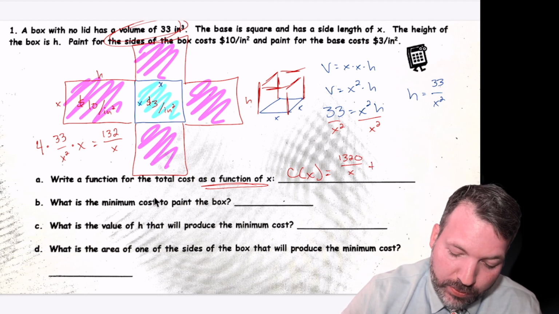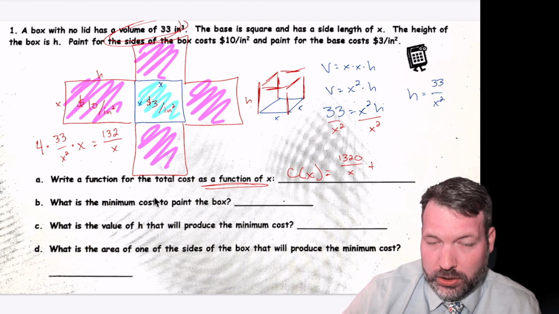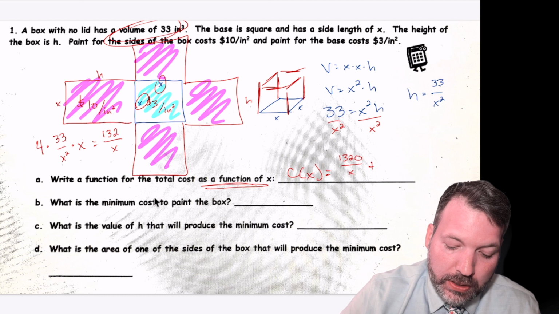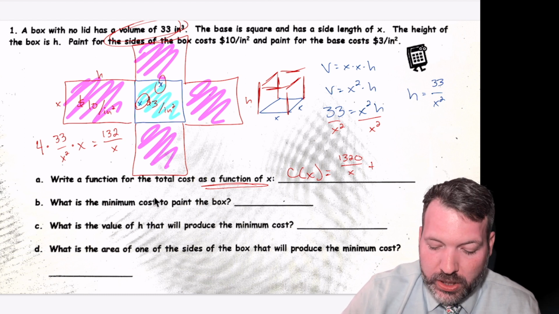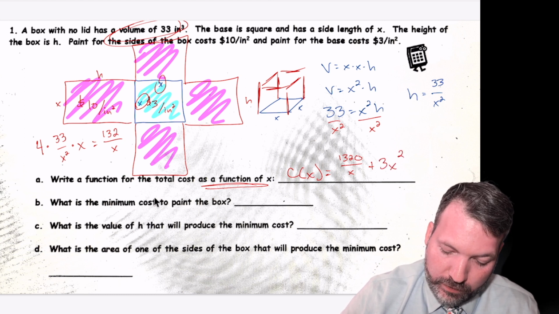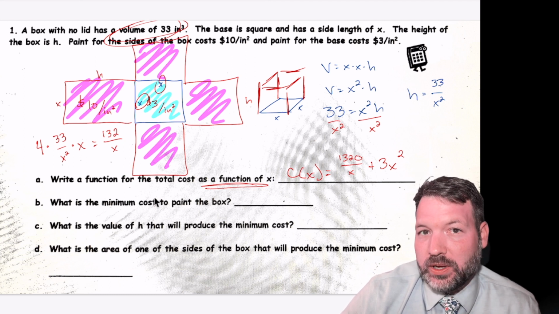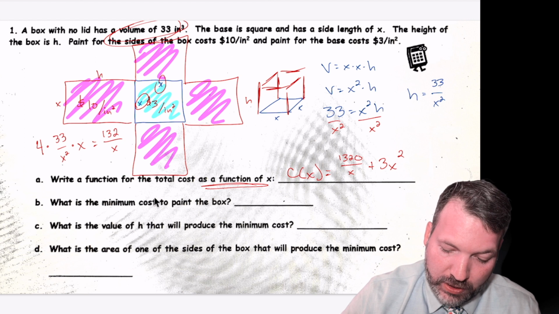Of course, we also want to keep in mind the base, which has an area of x squared square inches, x times x, right? And then we want to multiply that by $3 per square inch. So that should just end up being 3x squared, I believe. Yeah, so I think that should give us our cost function in terms of x, the length of the side of the base.